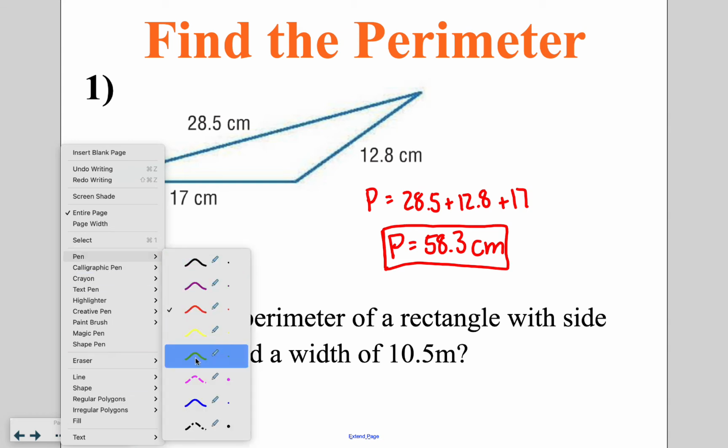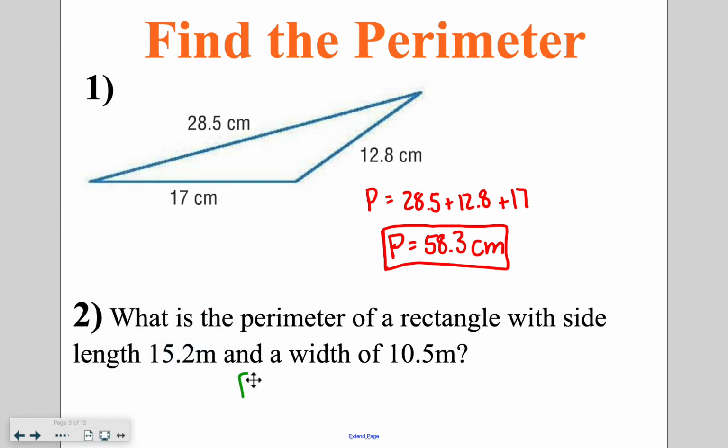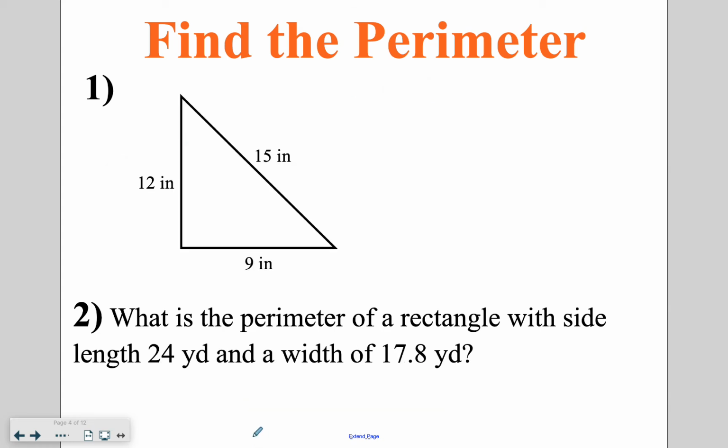This next one is now talking about a rectangle. So I'm going to have my perimeter is equal to 2 times my width. So 2 times 10.5 plus 2 times 15.2. So again, we take the values that they give us and we plug them into the formula, which in this case is going to give us a perimeter of 51.4, and then our label on this one is meters. So we take our values and we plug them into the formula. Go ahead and try these two on your own.